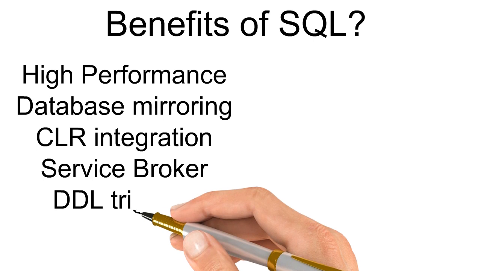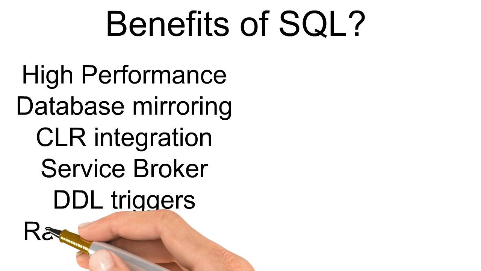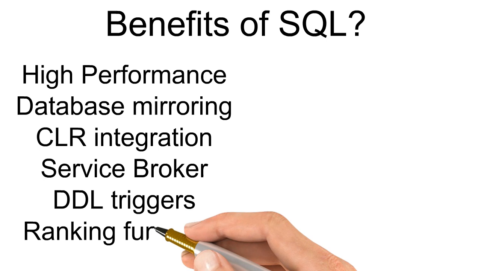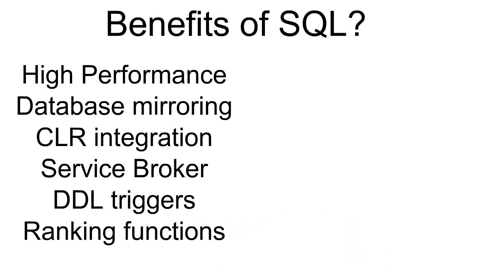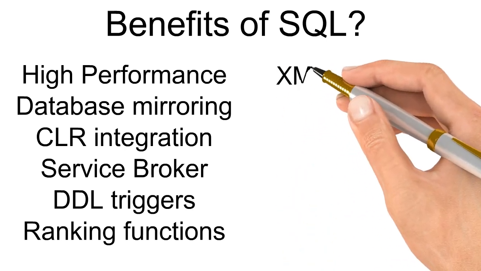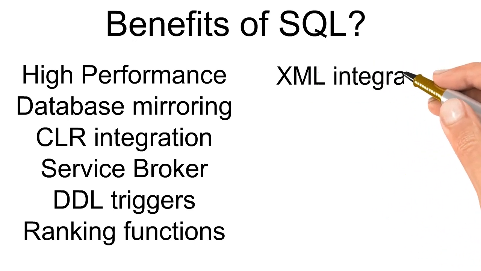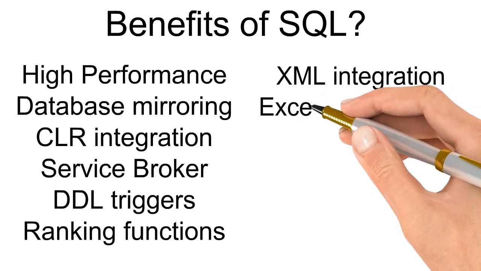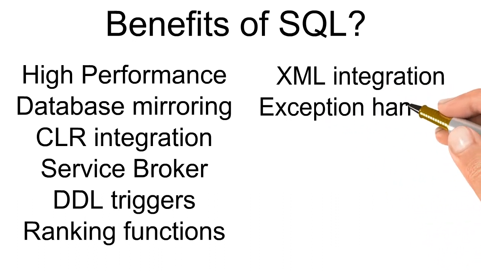Then we have DDL triggers. So a trigger is used to perform any kind of operation when some kind of operation has happened. So for example, if you are updating a record in a table, then you can store the old data in some other table. And we also have various ranking functions using which you can rank the records when you display them to the user. Then we have XML integration. SQL has XML support using which you can store data in XML format and then you can parse the XML data and display it to the user. Then we have exception handling. So we have the try catch block using which you can try and handle the error and you can send a user defined message to the user in case of exceptions.